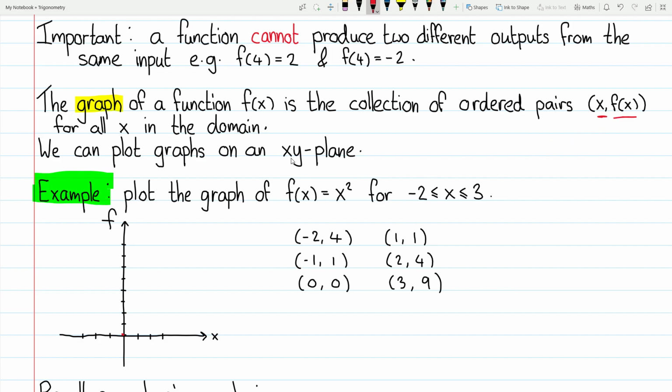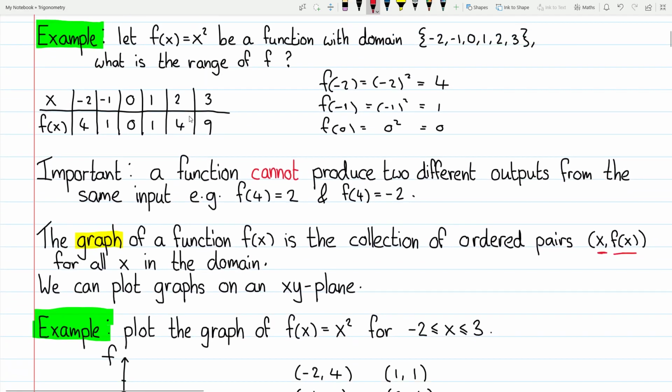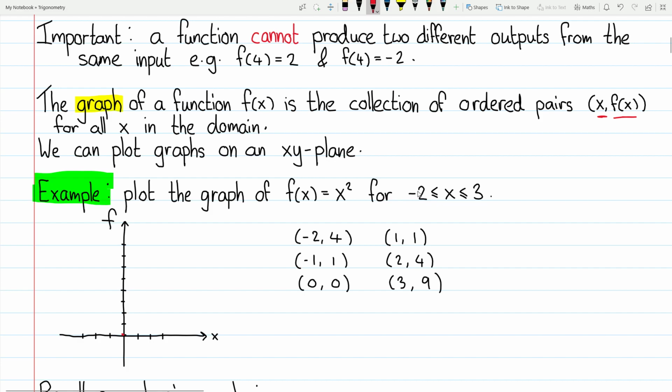Now, obviously, if you have an infinite domain, such as x being all the numbers between -2 and 3, you can't simply list all the pairs. That's impossible. You can't list infinitely many things. But what you can do is plot them. So here's an example. Plot the graph of f of x equals x squared, our function from earlier, between this interval, -2 and 3.